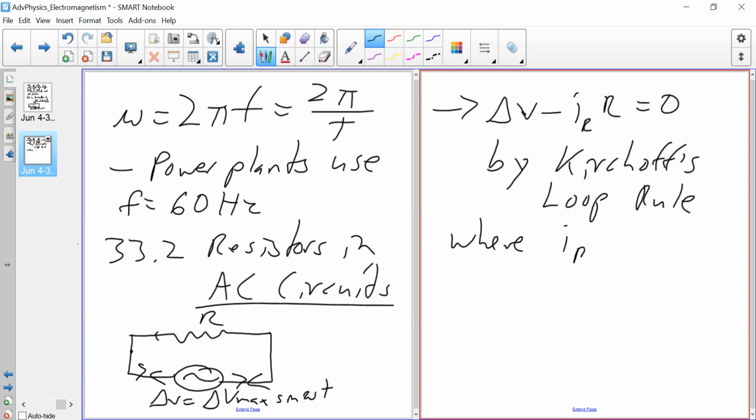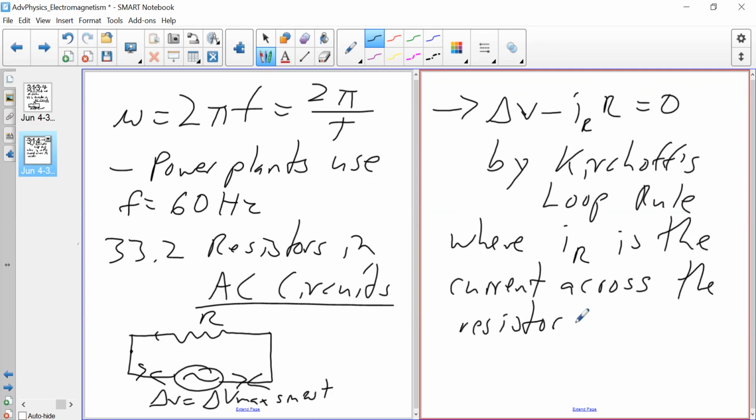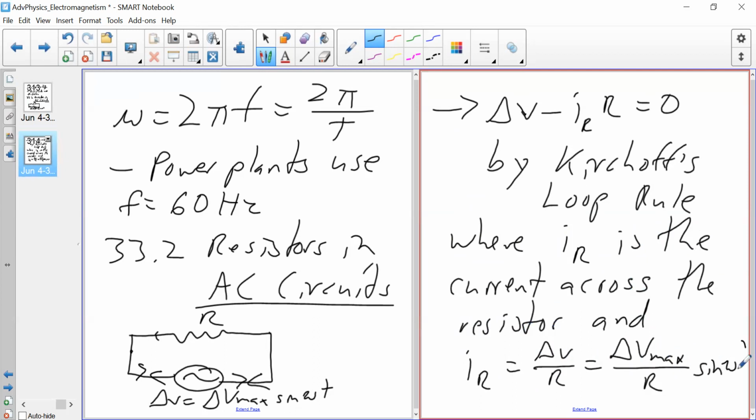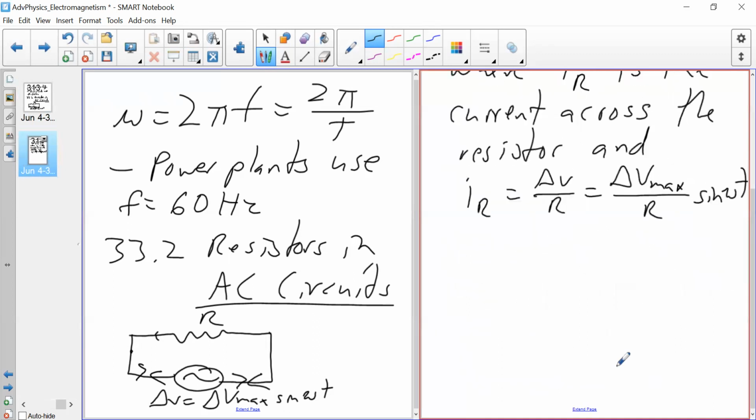Where I_R is the current across the resistor. Solving for I_R is going to be delta V over R. That's from Ohm's law: I equals voltage over resistance. But now this is alternating, so this is going to be delta V max over R sine omega t. And this is principally current, which comes out to be the maximum current, I max, sine omega t.